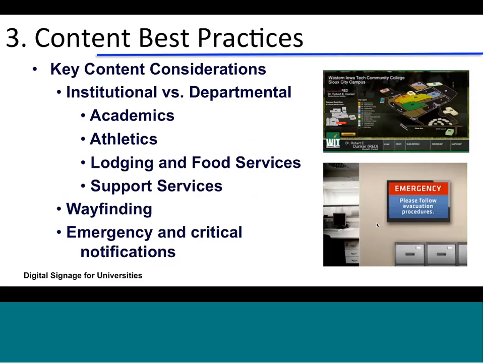Differentiate between institutional and departmental content. Again, it might be messages that come from the university level on down for everybody, but on a departmental basis, such as athletics and academics, they're going to want unique information or content that's unique to them.